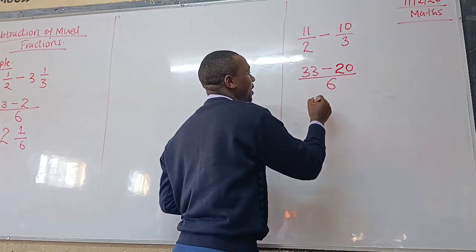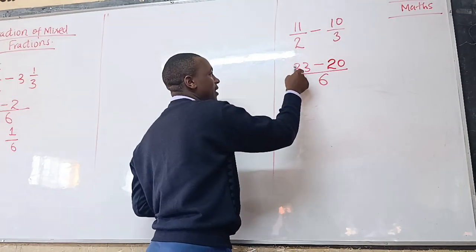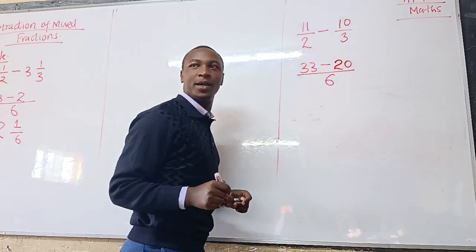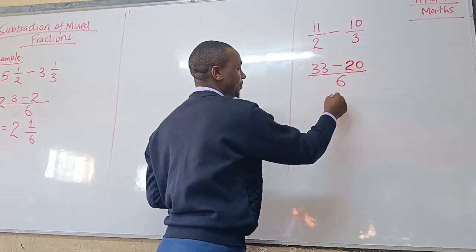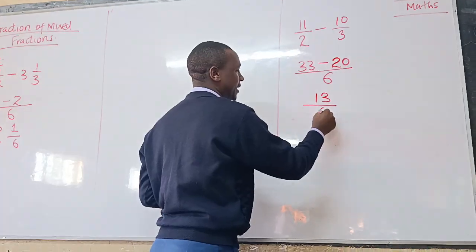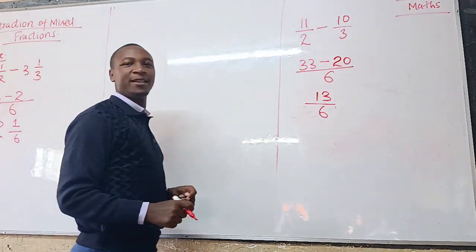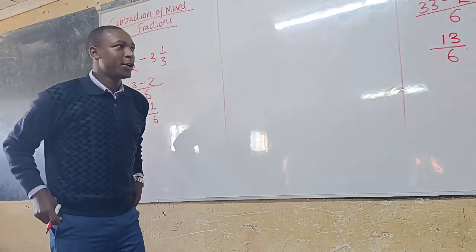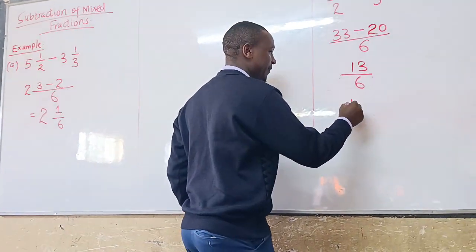20. And if you subtract this, then you get 33 minus 20. You get what? 13 out of 6. Are we there? But you don't leave it at that. Are we there? You divide. You go ahead and divide.